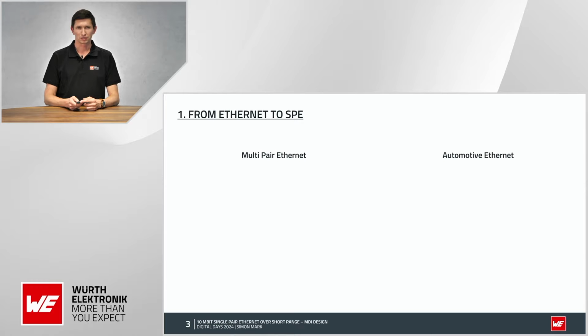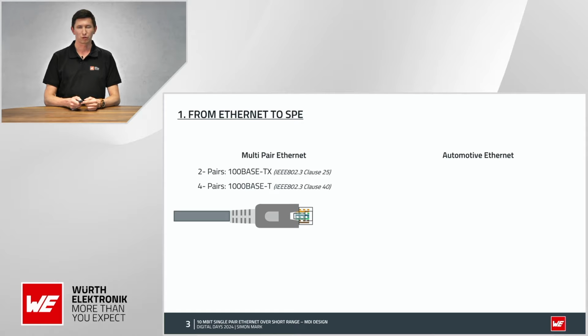A little bit about the history. I think everyone knows multi-pair Ethernet. In the office, everywhere you need Ethernet, and you have the 2-pair Ethernet cable, 100BASE-TX, and also 4 pairs like 1000BASE-T. This is the standard Ethernet cable, starting from, I think, Cat 5 to Cat 7. You have it everywhere in your environment.